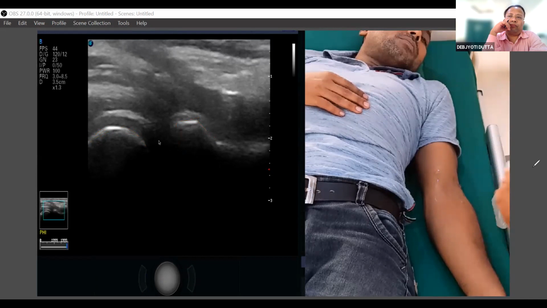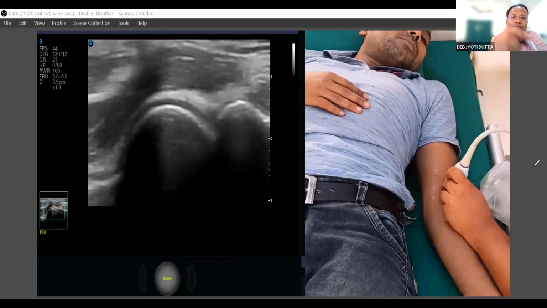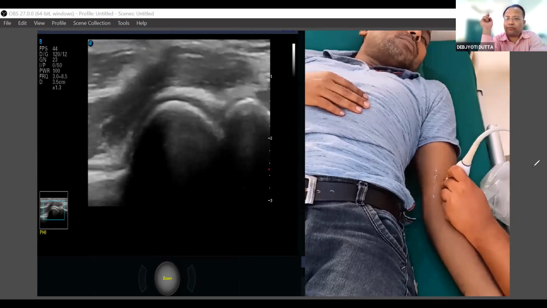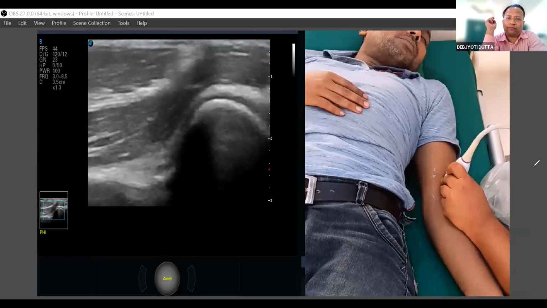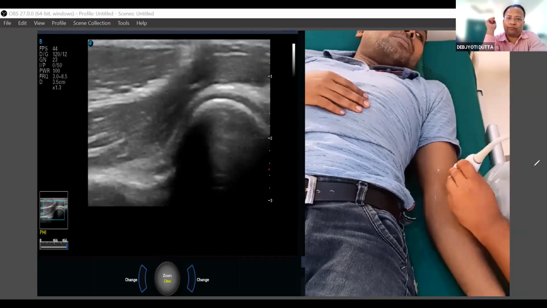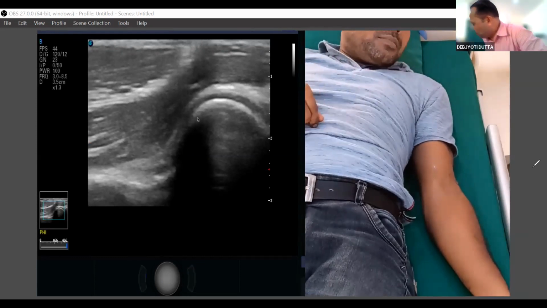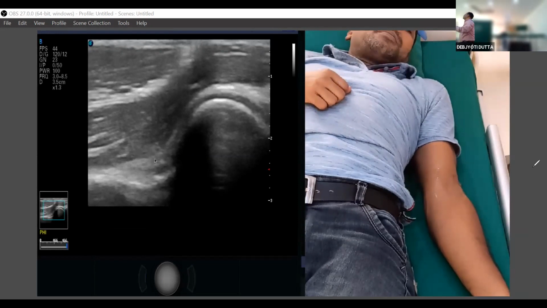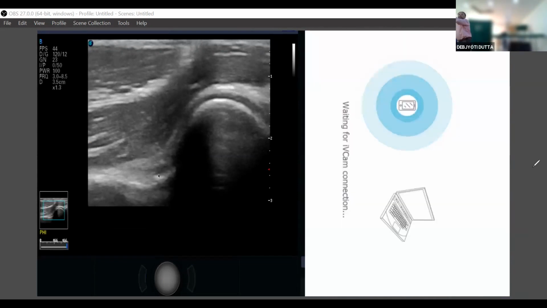Now, again, I am focusing that. Okay, and now if we move up, so I have moved up. Here you can see the fossa. In this area you are able to see the coronoid fossa. So if there is fluid or calcification, we will be able to see it at this point.